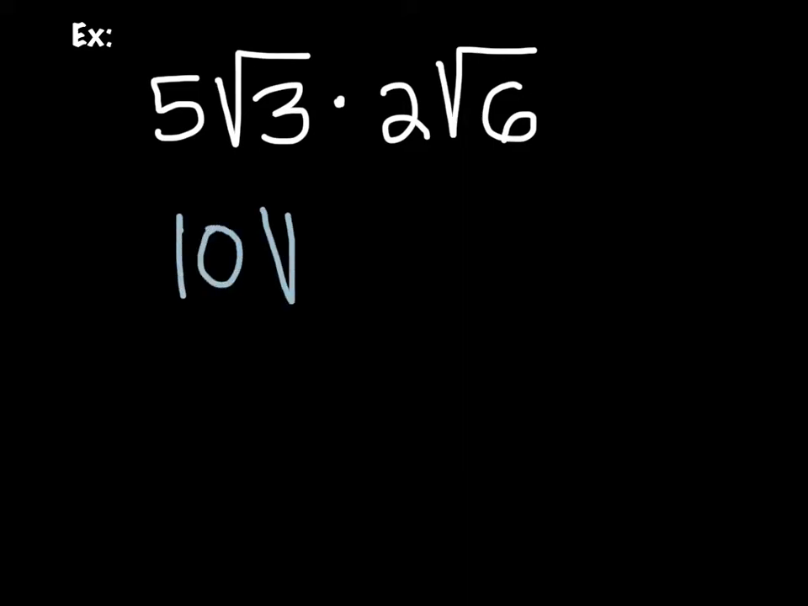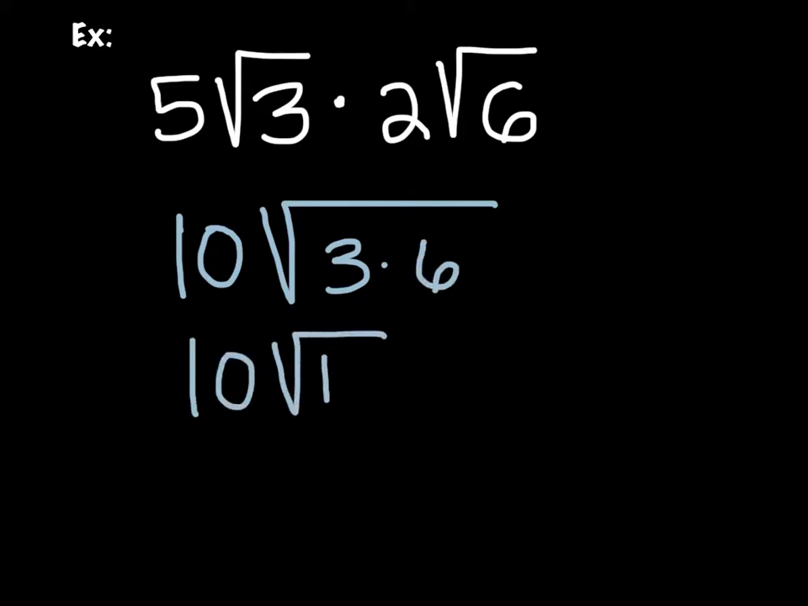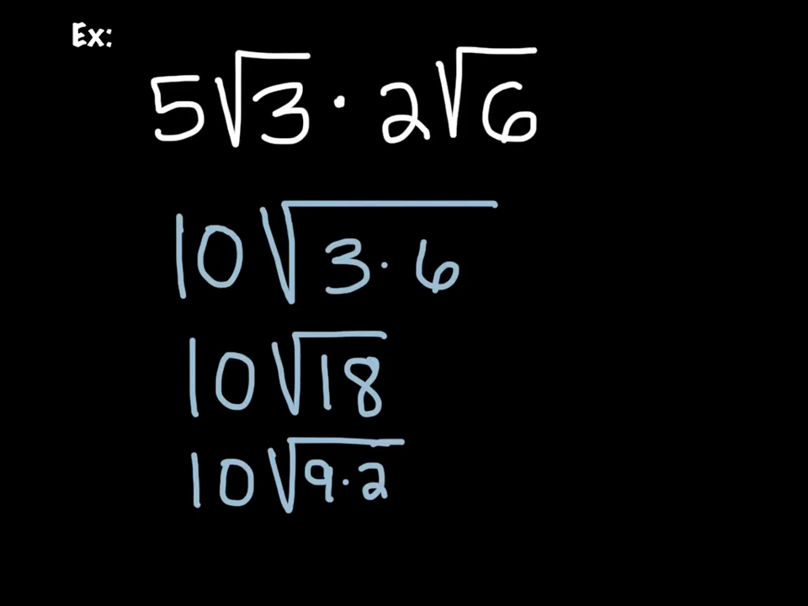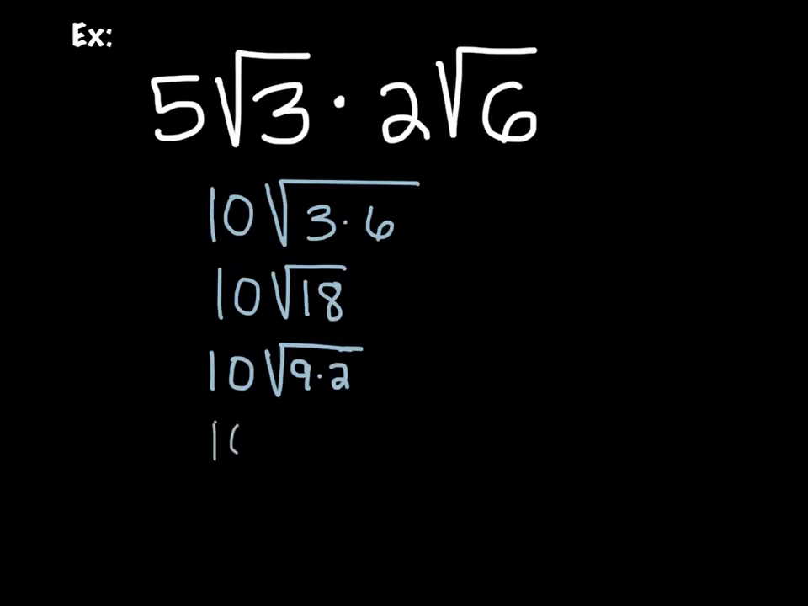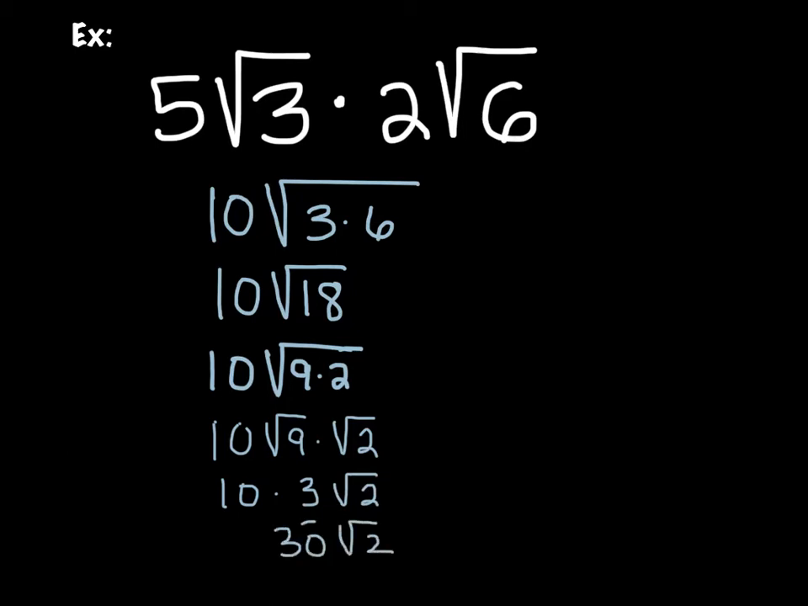And then the product property works the other way, which says that if two numbers are inside, like 3 and 6, I can multiply them together as well. So I'd bring down my 10, and now I have the square root of 18. But then I have to check, just like you always do, to make sure that number doesn't have any perfect square factors. And it does. 18 can be made into 9 times 2. But then I could split that and make it into 10 times the square root of 9 times the square root of 2. But then I know the square root of 9 is 3, so I'd have 10 times 3 square root of 2, which would be 30 radical 2. That's my final answer.